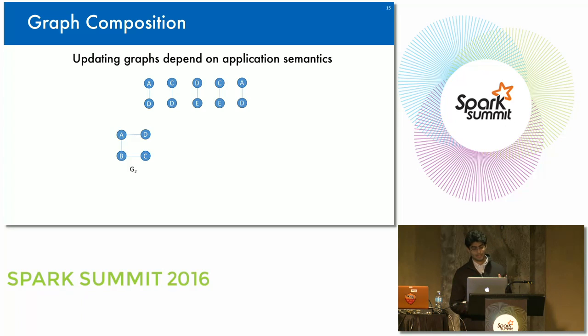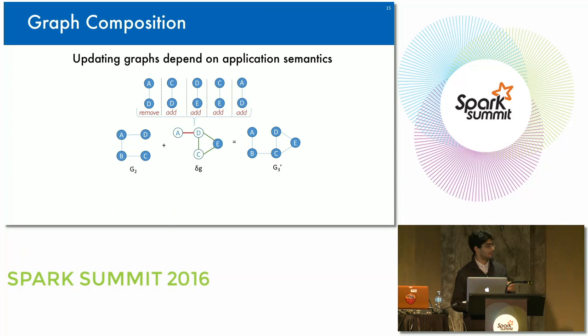So there's this application level semantics of, given a set of updates, how do you apply them to the graph? The point of bringing this up is that Tegra actually provides a way for the application to express this sort of merged semantics.